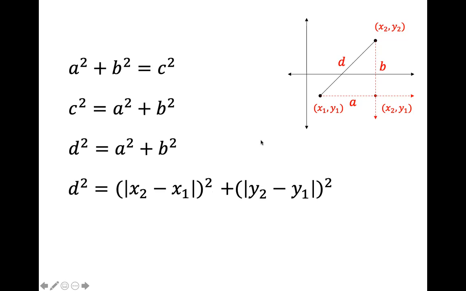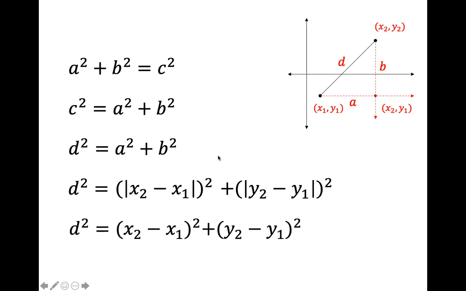and the y values there, I'm squaring it, right? You see the parentheses then squared? So I don't really need those absolute value symbols, right? I can leave those off because squaring a negative or squaring a positive is always a positive value.